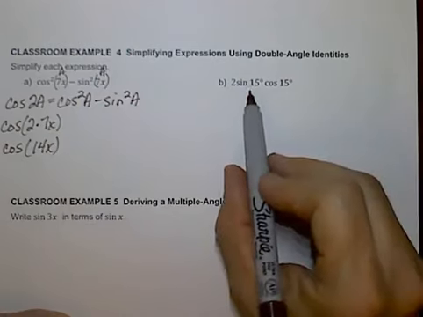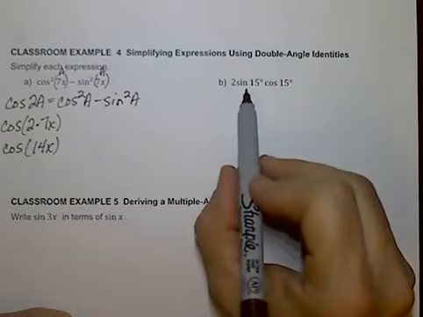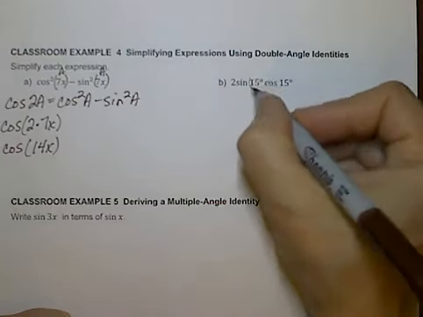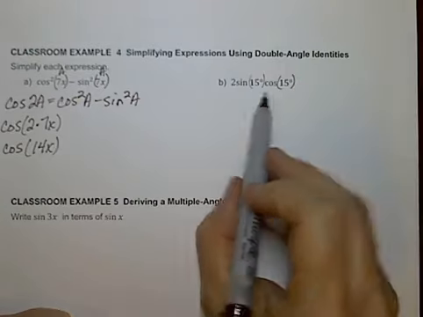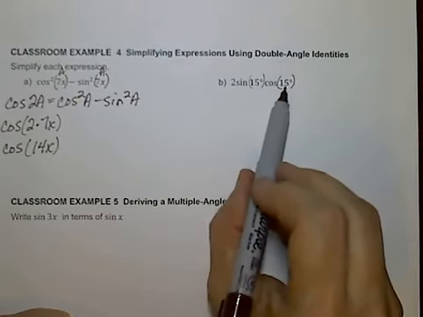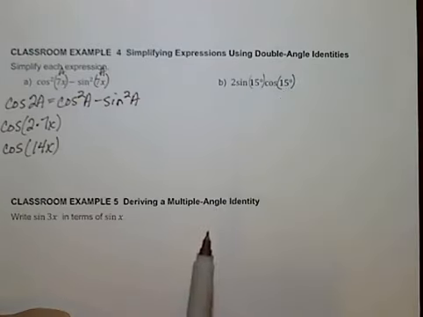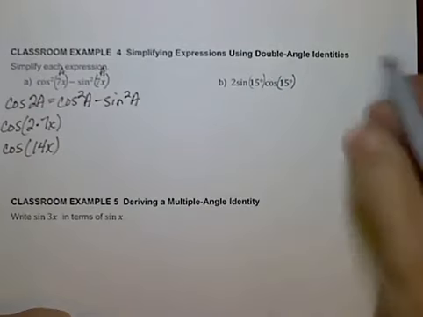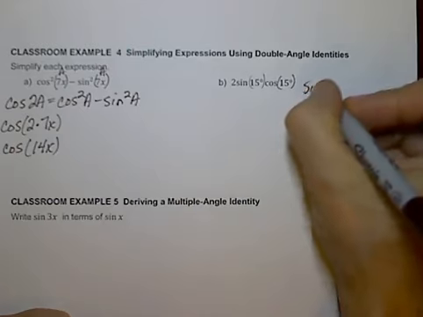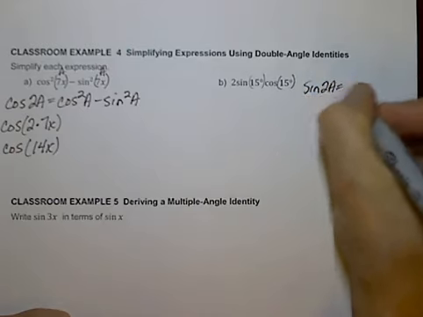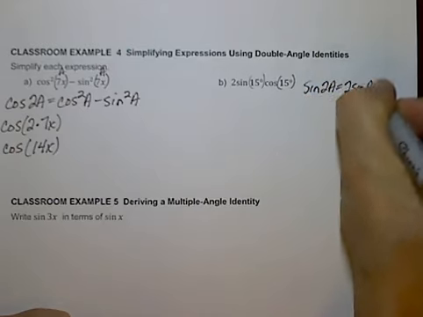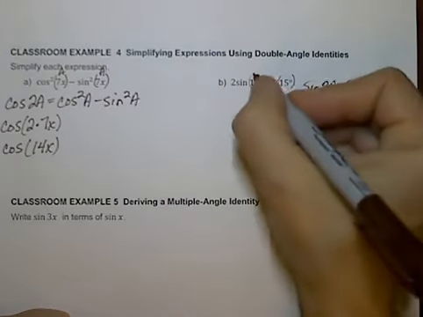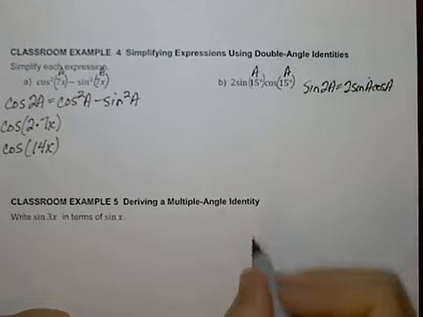Do the same thing with this one. On this one, I've got 2 times sine of 15 degrees times cosine of 15 degrees. On this one, just like the last one, the two angles match, so that makes this look like one of my double angle identities, and it's the one for sine, because sine of 2a is 2 sine a cosine a. Here where I've got the 15 degrees, that's going to be my a.